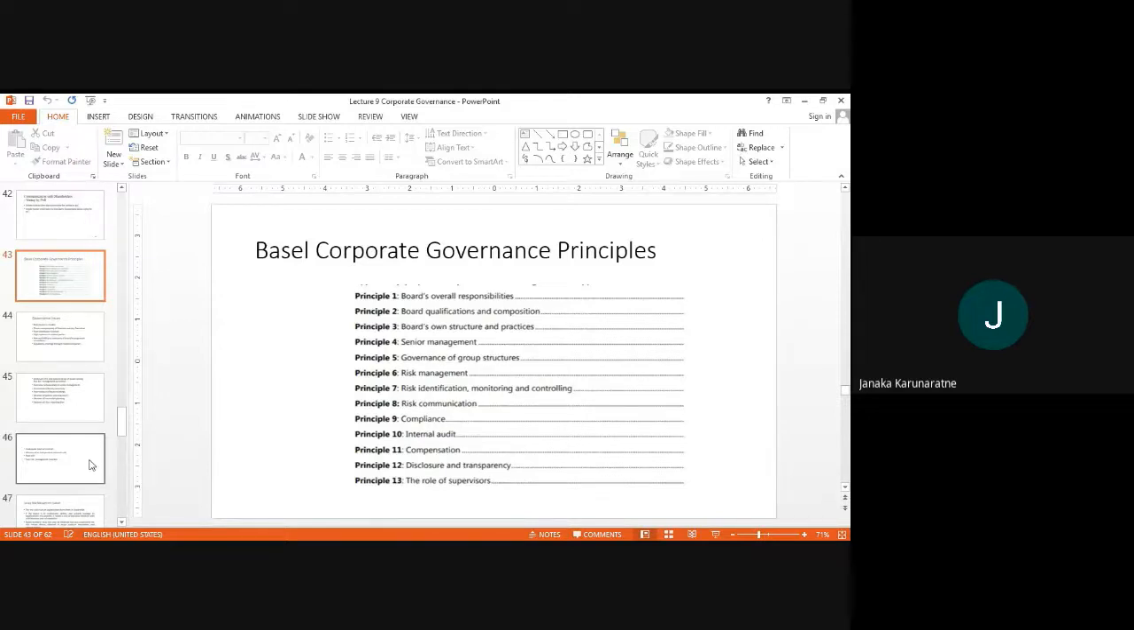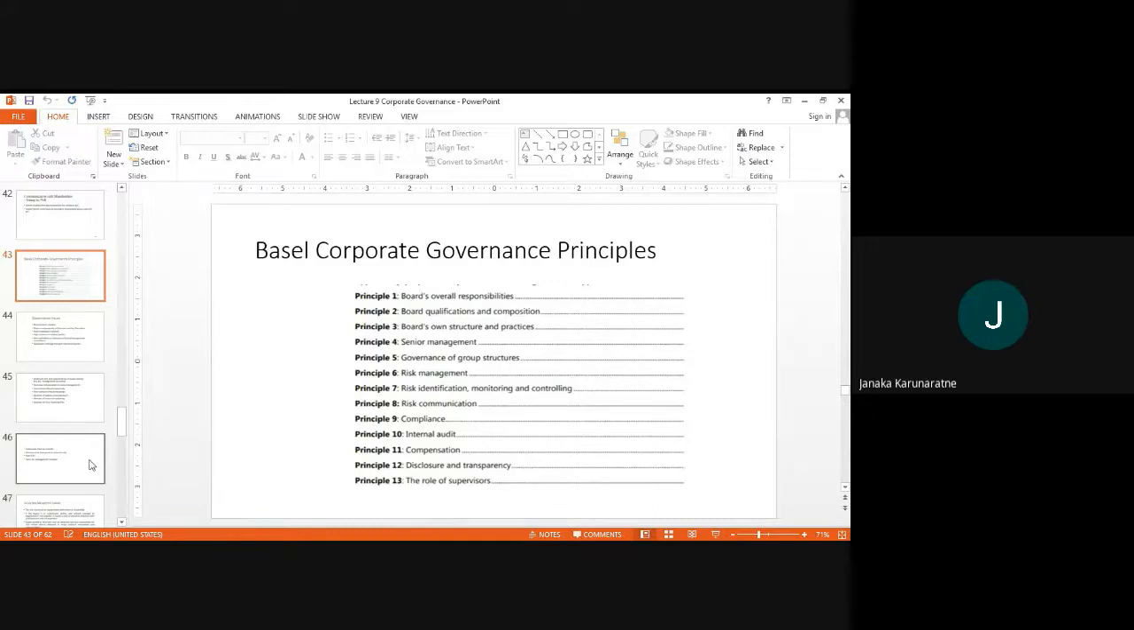The risk communication, we just discussed the importance of communication, how that can help to minimize miscommunication, which could lead to risk. The compliance, I think we discussed in detail. I'm not going to repeat, but it's principle 9. Internal audit, we discussed. Compensation, I think remuneration committees must be thorough with compensation. What is the right compensation based on the performance? I think we discussed in detail disclosures and transparency.